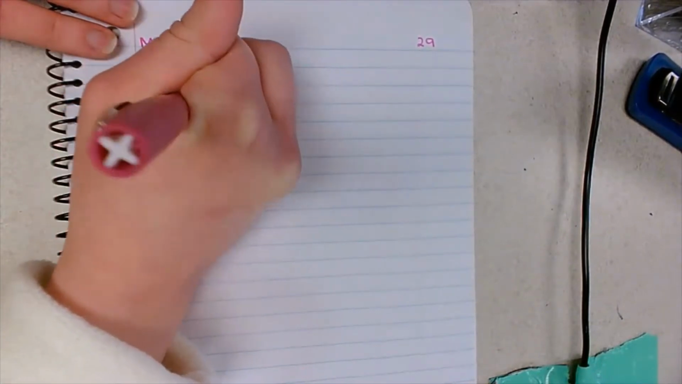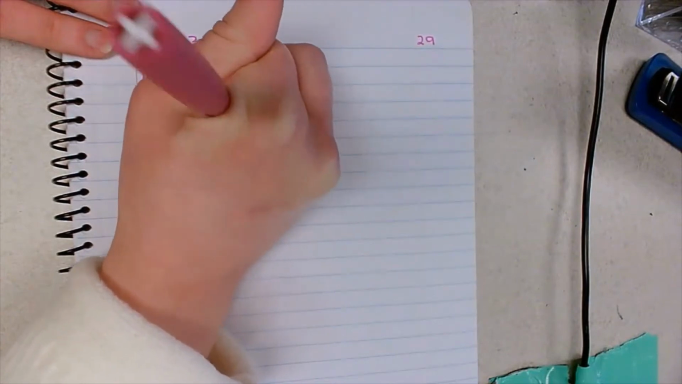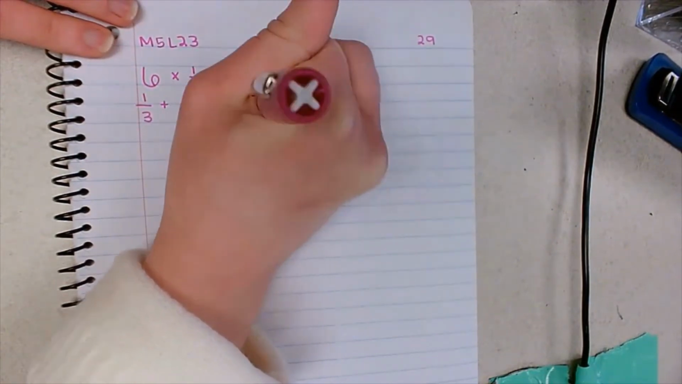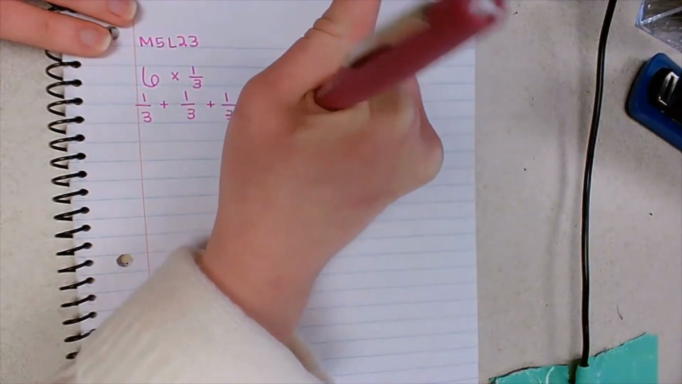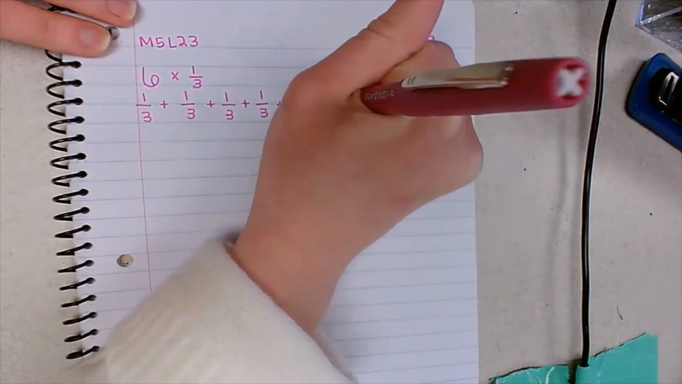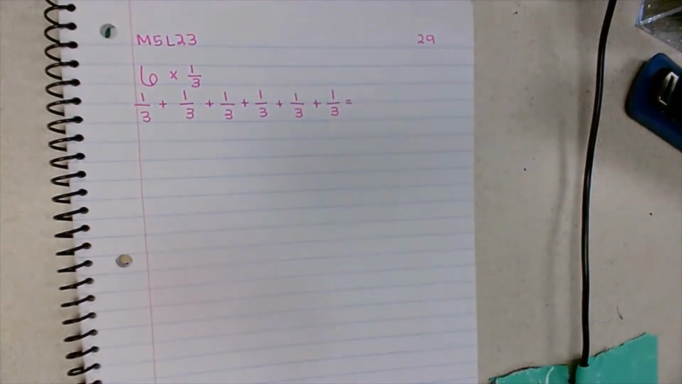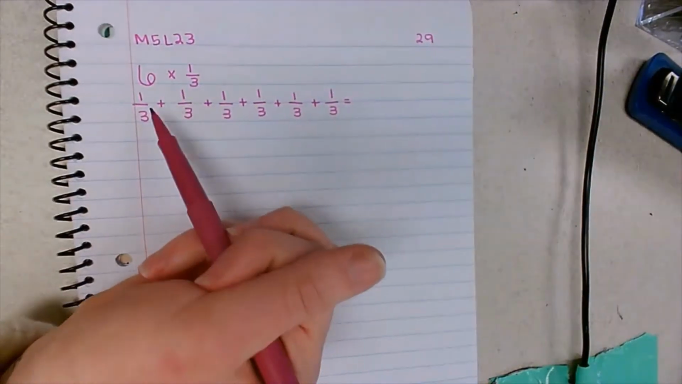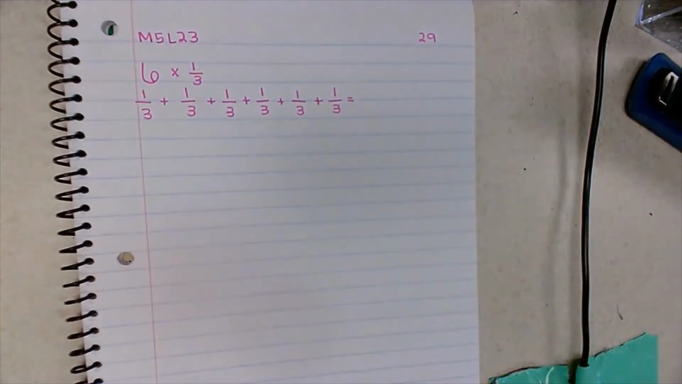1/3 plus 1/3 plus 1/3 plus 1/3 plus 1/3 plus 1/3. 6 groups, 1, 2, 3, 4, 5, 6, of the fraction 1/3.